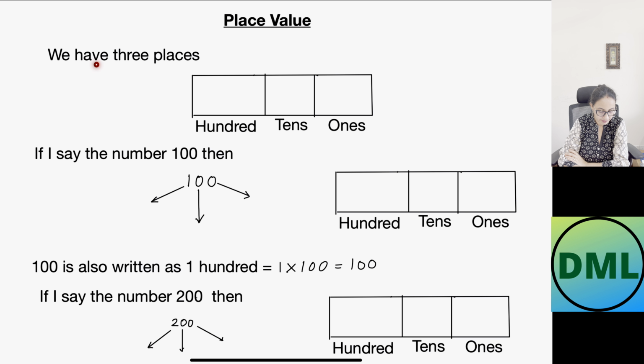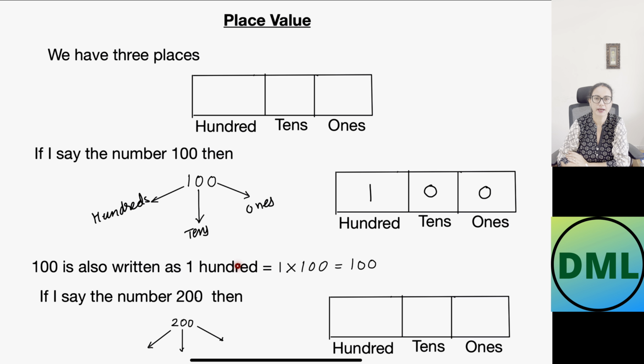Place value. We have three places right now: ones, tens and hundreds. If we say a number 100, then this 0 is at ones place, this 0 is at tens place, and this 1 is at hundreds place. Let's write down here first. Ones place is 0, tens place is 0, and the hundreds place is 1. 100 is also written as 1 hundred.